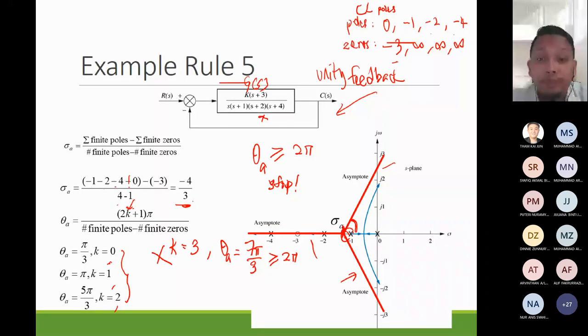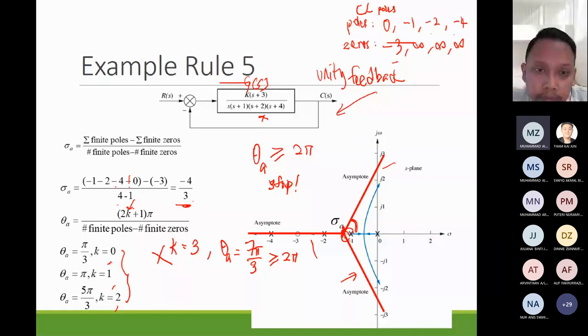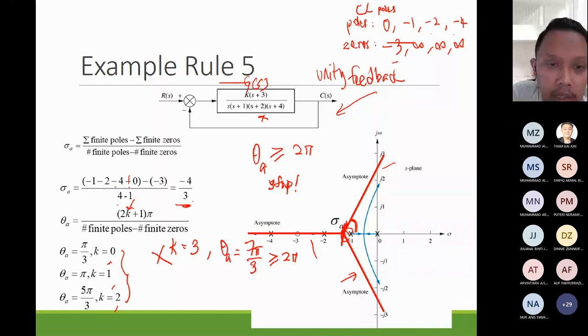Okay. Any question before we proceed? Doktor, yang center tu dah macam mana? Sorry? Yang dekat pole dekat pole negatif 1. Hmm. Kan center dia tu kan? Yang mana doktor punya tu? Ni. Aha. Ini yang real axis. Mana? Yang real axis intersect. Oh. Okay, okay.